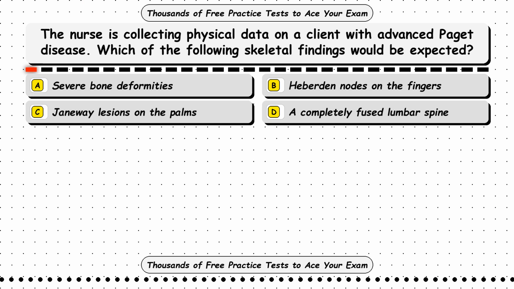Question 69. The nurse is collecting physical data on a client with advanced Paget disease. Which of the following skeletal findings would be expected? Option A, severe bone deformities. Option B, Heberden nodes on the fingers. Option C, Janeway lesions on the palms. Option D, a completely fused lumbar spine.